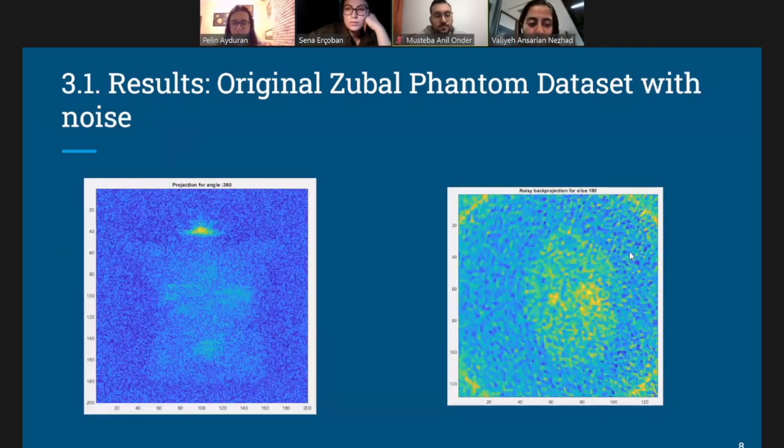And here you can see the results again, but this time with noise. Here you can see the projection results for the 360 angle. Again, these projections are taken from 0 to 360 degrees, but this time noise makes it difficult to see the body shape. And here you can also see on the right side the noisy back projection. This is again taken for the same slice, but this time it's difficult to see the shape of the slice.